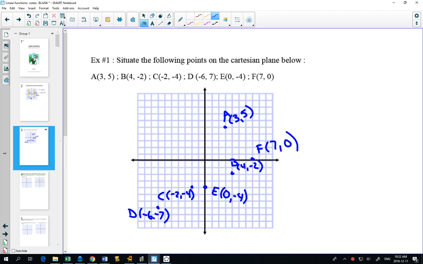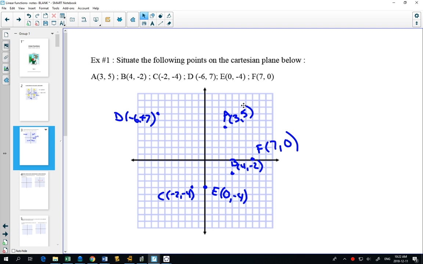How did you do? Are your points in the right spot, or did I make a mistake? Which one did I make a mistake on? D is -6, +7, and I wrote -6, -7. So it's got to be up here. And look at that. Perfect.